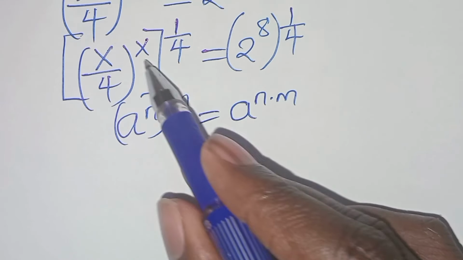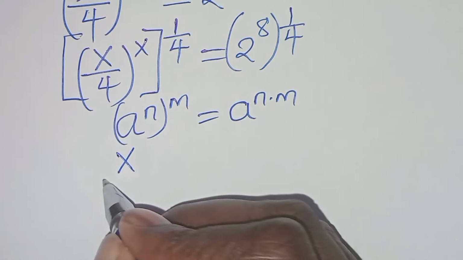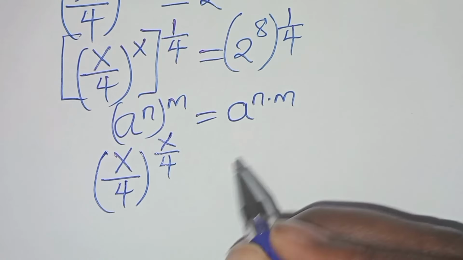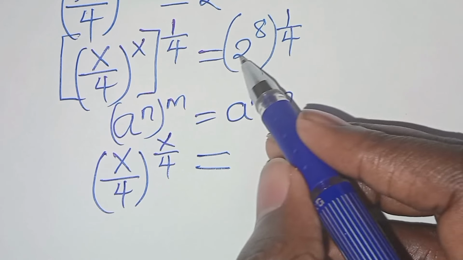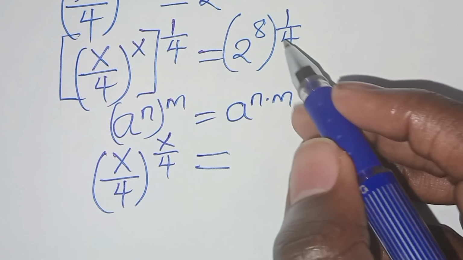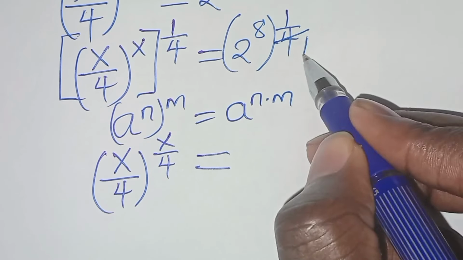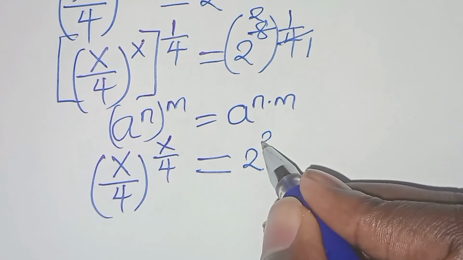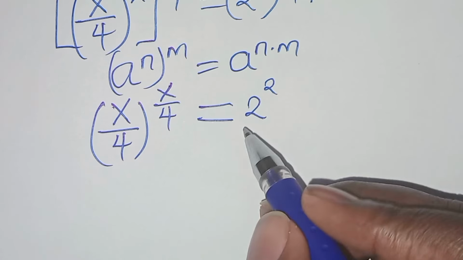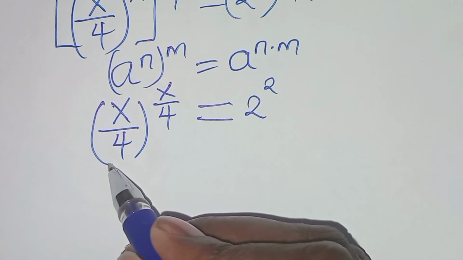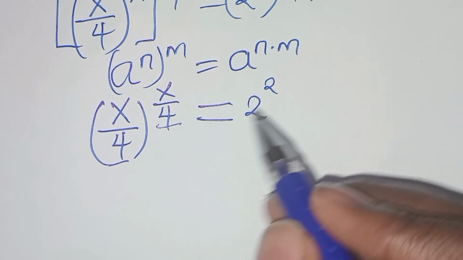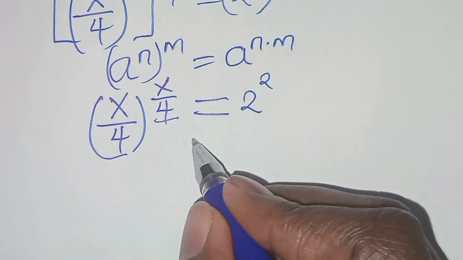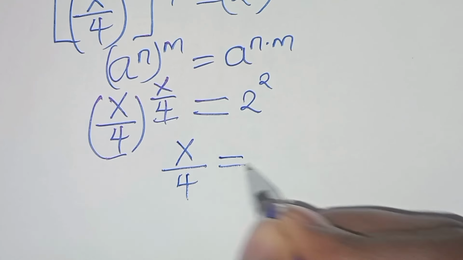Applying this exponent property, we have x over 4 raised to the power x over 4. This is equal to 2 to the power 8 multiplied by 1 over 4. 8 divided by 4 is equal to 2. So we have 2 raised to the power 2. So clearly, you can see that on the left-hand side, the base and the exponent are the same. On the right-hand side, the base and the exponent are the same. So this implies that x over 4 is equal to 2.